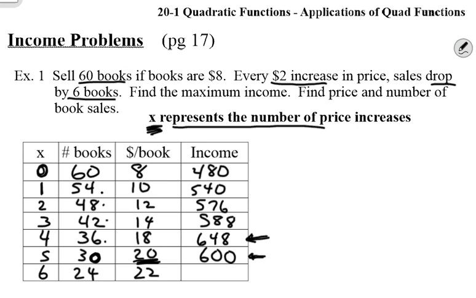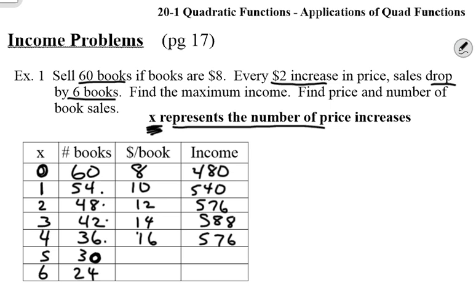24 books at $22. Oh, I messed up a little bit. Oh, I hate doing that. Mr. McDonald, you big doofus. If there's 4 increases, it would be 36 books at $16. My bad. So sorry. 36 at 16 is 576.